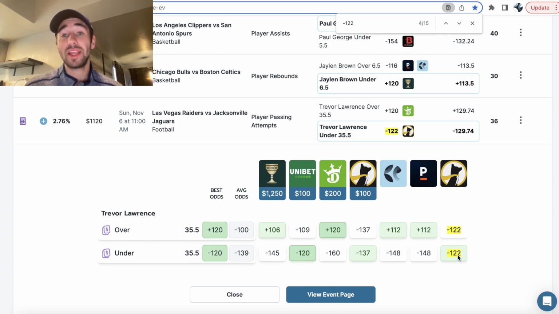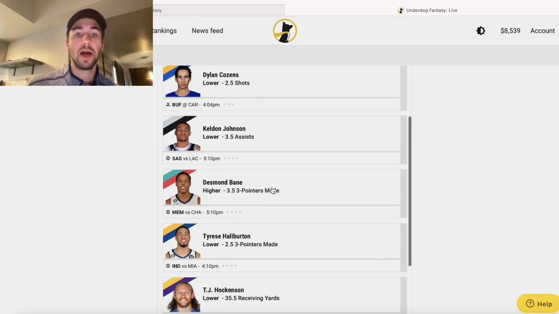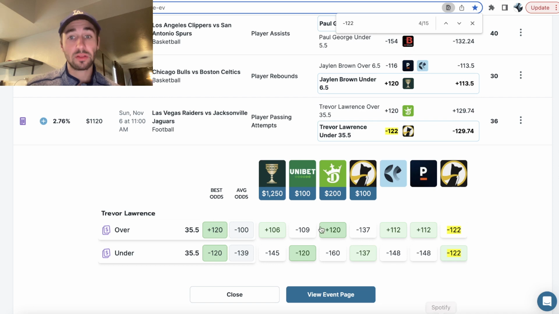I played it, but I played it a bit smaller for this entry compared to the last entry. Like this one was 250, this one's just 175, because I don't love this pick on Trevor Lawrence as much. It's still positive EV. It still seems like we're getting pretty dang good value at minus 122. But the fact that Unibet, a sportsbook, is offering minus 120 means we should have lower confidence that this bet is profitable, right? You want to use all the data in the market to tease out where there's value. If there are discrepancies between bookmakers, it becomes a little less clear.